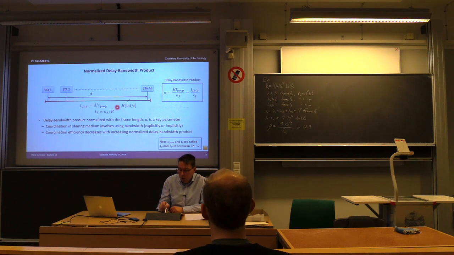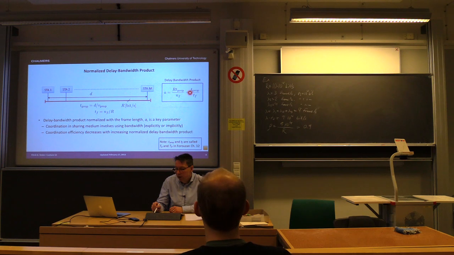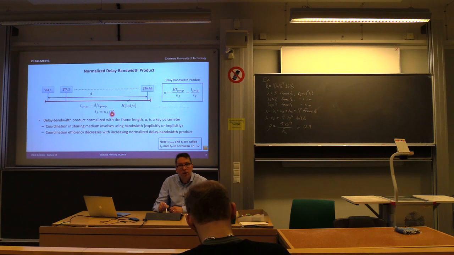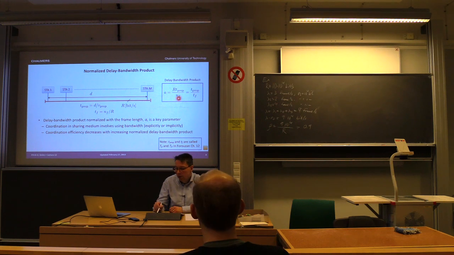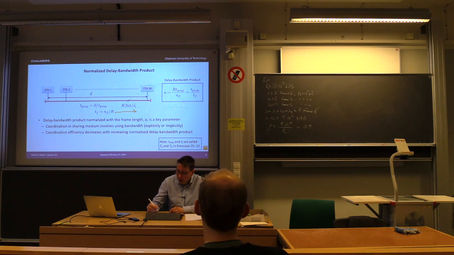Now, on the medium, we have r bits per second. It turns out that the critical parameter here is this parameter a. It's the ratio between t-prop and tf, where tf is the time duration of a frame. One can write that also as r, the bit rate on the medium, times the propagation delay divided by nf. This simply follows from plugging that in here, and we get that result.